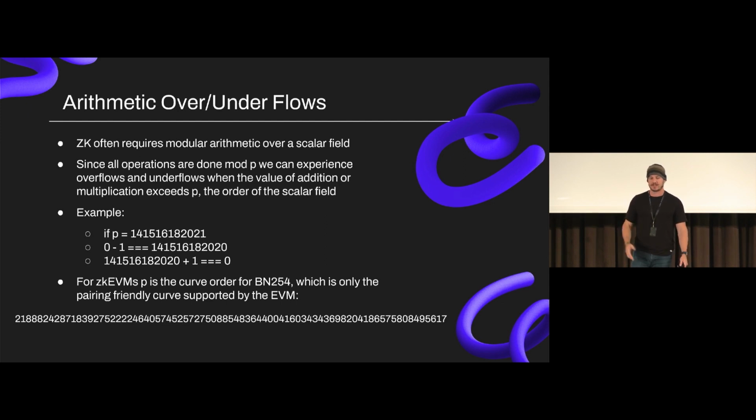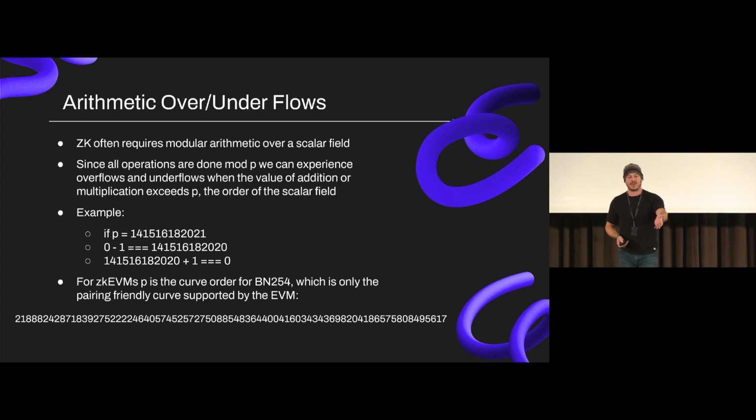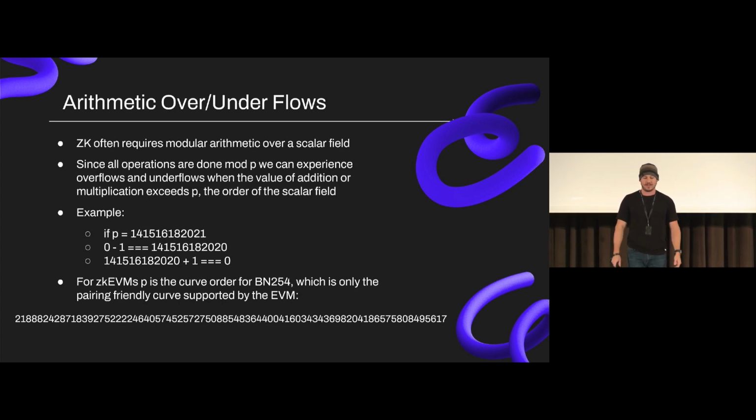Sometimes we're okay with this, especially if we're generating randomness, but we're definitely not okay with this if it's something like the index to a Merkle tree. So in this example, with this much smaller p, if you subtract 1 from 0, guess what? You get the max. If you add 1 to the max, you get 0 again.